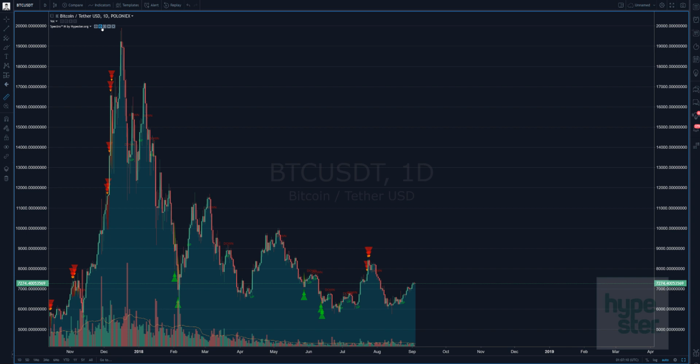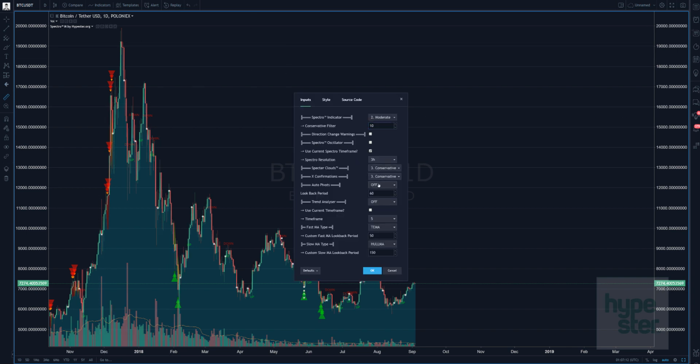And now, last but not least, my favorite function, which is the auto pivot system. Right now we're offering 4 different ones, which were pretty much the most responsive, most effective ones that I could find.